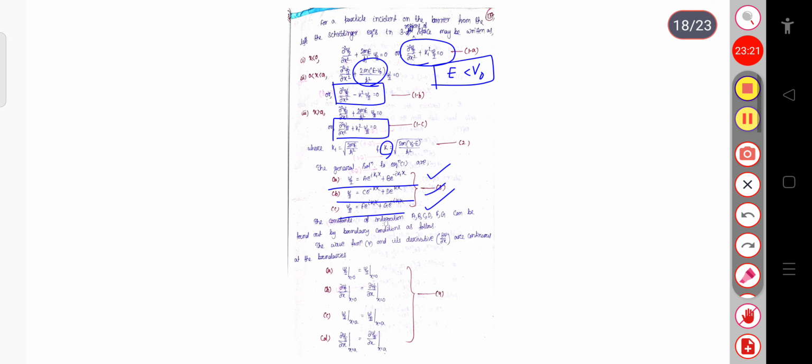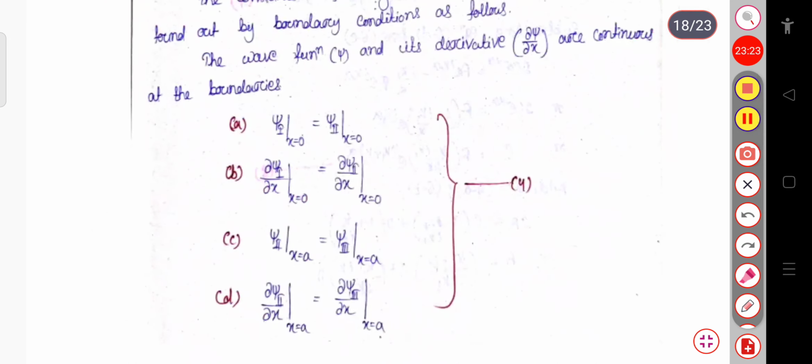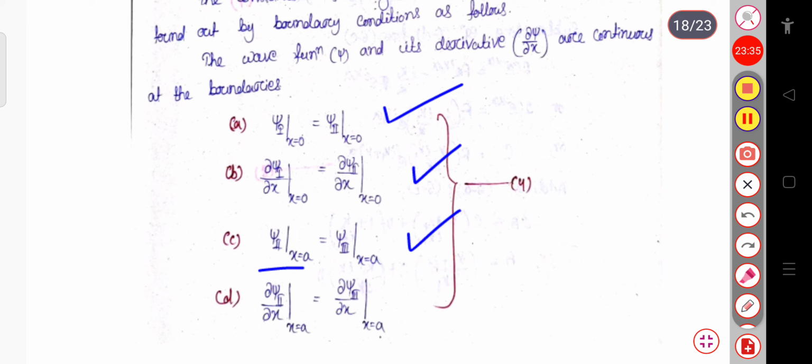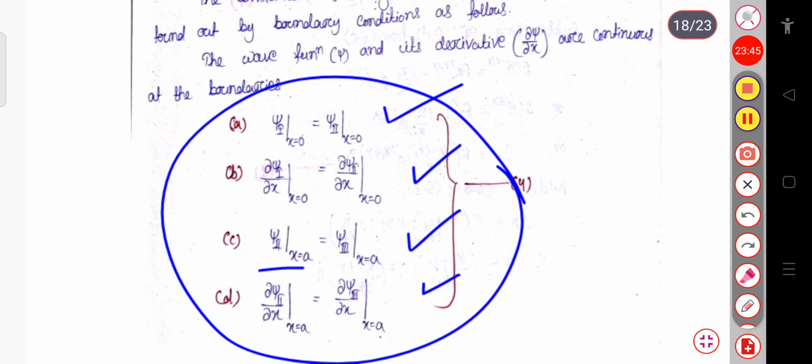Now if I apply the boundary conditions like psi 1 at x equal to 0 equal to psi 2 at x equal to 0, dou psi 1 by dou x at x equal to 0 equal to dou psi 2 by dou x at x equal to 0, and psi 2 at x equal to a equal to psi 3 at x equal to a, and dou psi 2 by dou x at x equal to a equal to dou psi 3 by dou x at x equal to a. So these are the boundary conditions as we have applied in case of E greater than V naught.